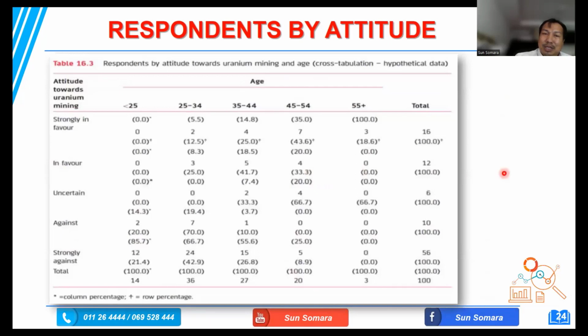Okay, so this is respondent by attitude. You see their attitude here, like strongly in favor, and something like a scale here, and then you will see the age that they can respond in here. So what are the percentages of that part? Column percentage, row percentage.